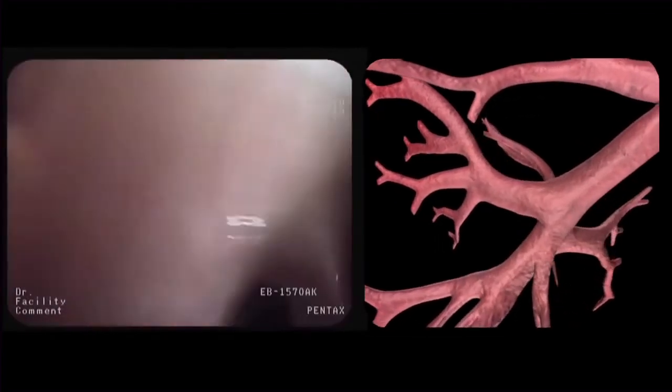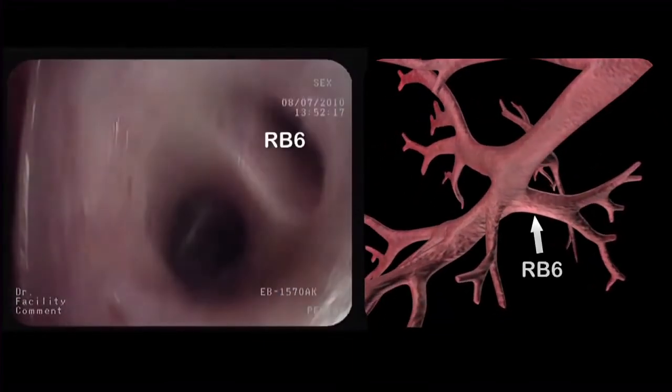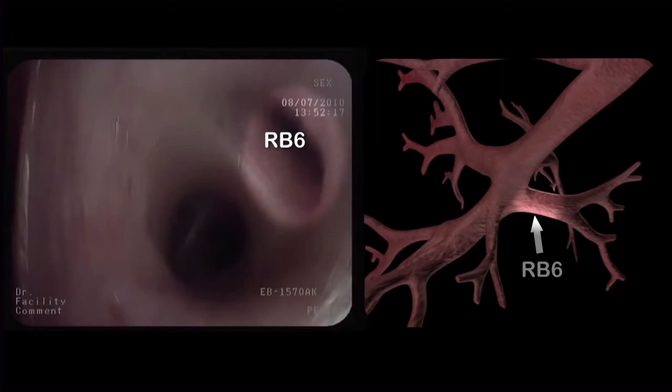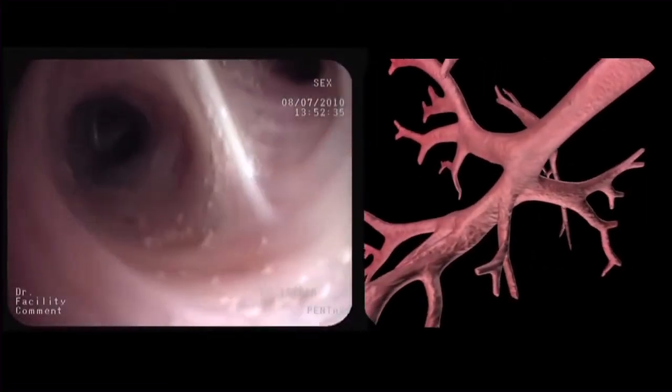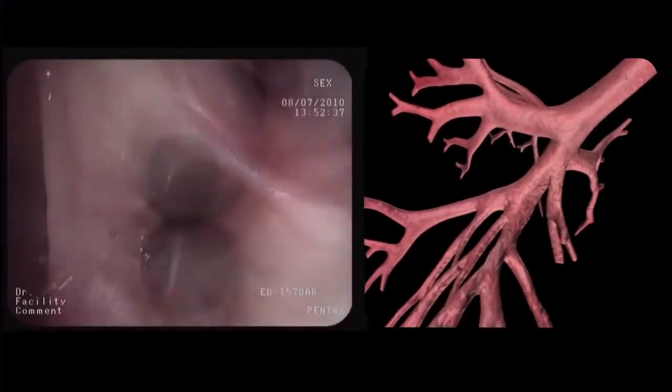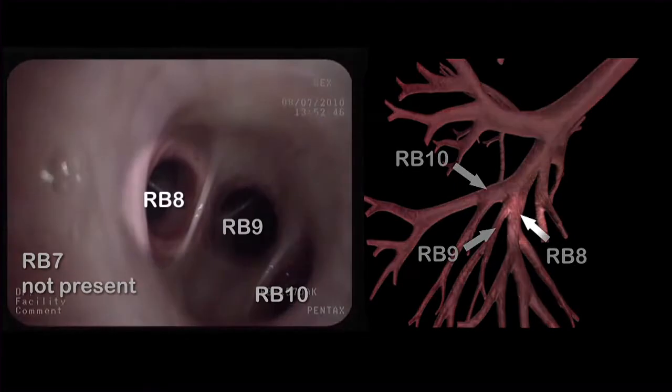After going back to the intermediate bronchus, we identify and enter the apical segment of the lower lobe, or RB6. When we extend further down the lower lobe, we reach the basal branches, the anterior basal branch, or RB8, the lateral basal branch, or RB9, and the posterior basal branch, or RB10.